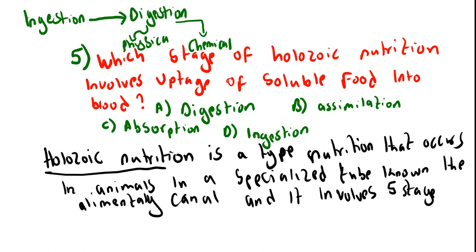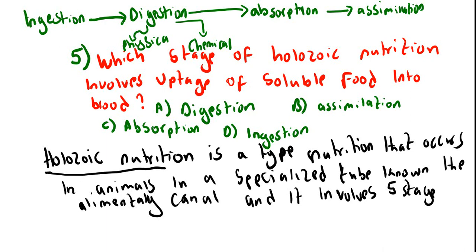We're going to do that in detail. So now the next stage after digestion has happened is the uptake of soluble nutrients or soluble foods into the blood, and that is what is referred to as absorption. And finally, after absorption, we have the usage of the absorbed food, which is assimilation. This is basically the usage and incorporation of the soluble food, assimilation.